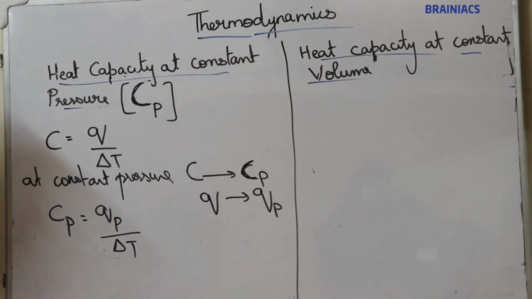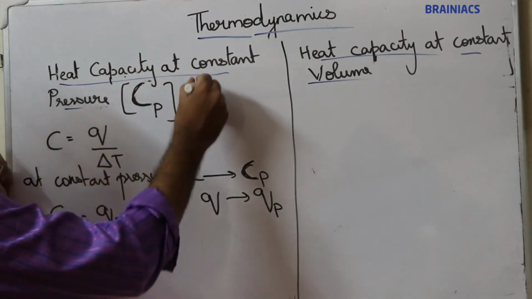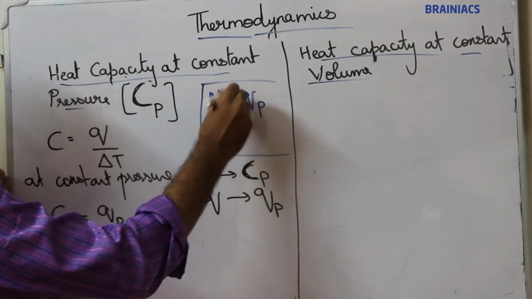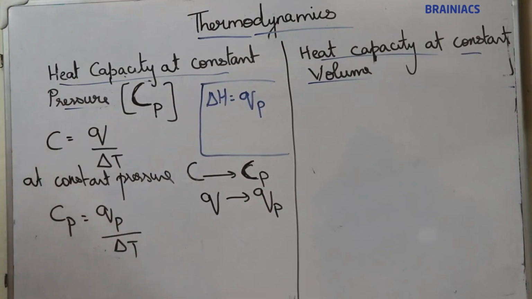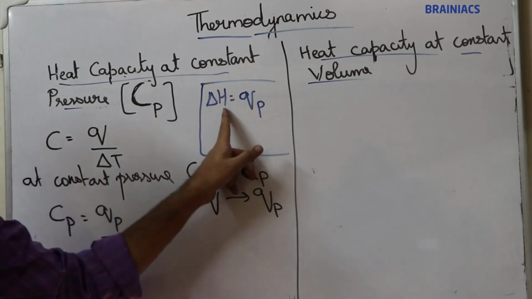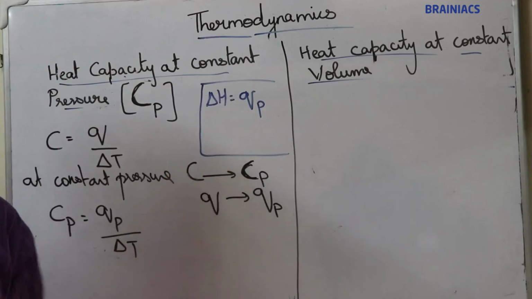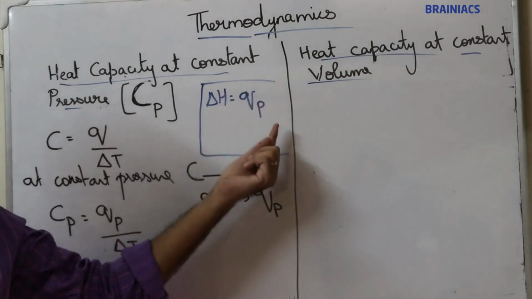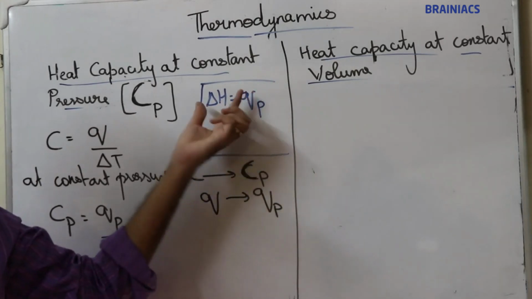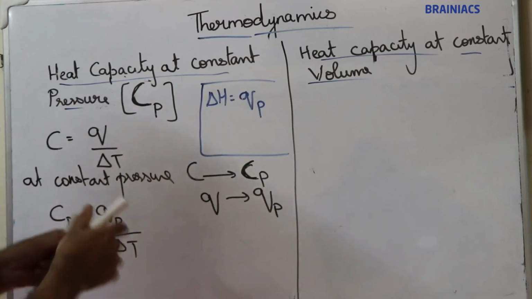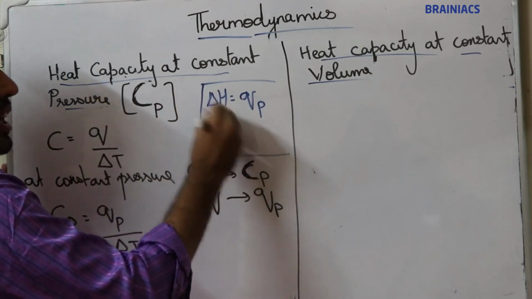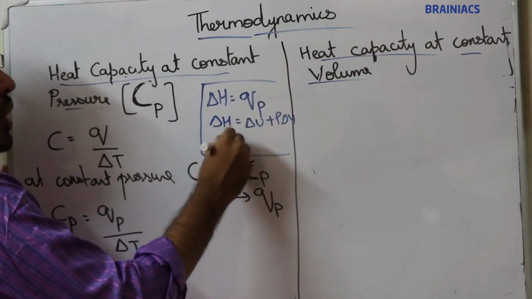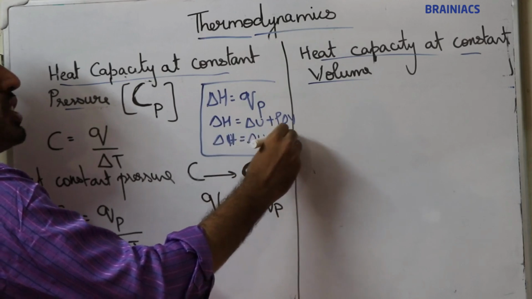Right? Now we already discussed that. What is Qp? Qp means it is delta H. Heat at constant pressure is delta H. If you check previous classes or the previous topic, you can see that we have written this equation: delta H is equal to Qp. Heat at constant pressure is known as enthalpy change, delta H. We learned 3 equations for delta H. Delta H is equal to Qp, delta H is equal to delta U plus P delta V, and delta H is equal to delta U plus delta n RT.